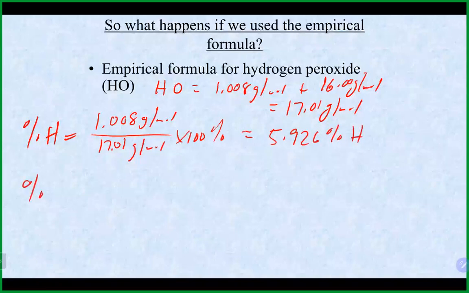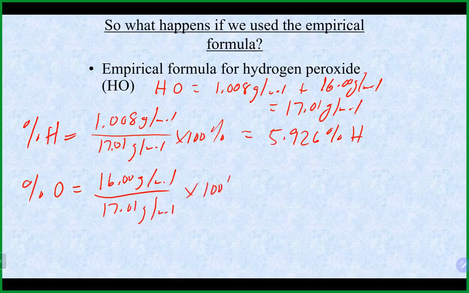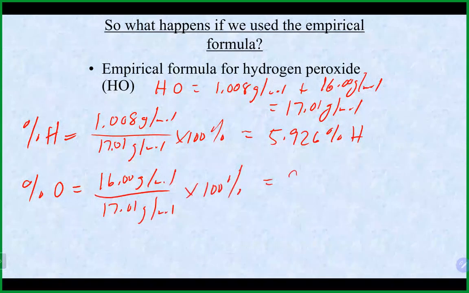And we'll do the same thing here with oxygen. In this case, just 1 oxygen, 16 grams per mole, divided by 17.01 grams per mole, times 100%. And 16 divided by 17.01 times 100 gives 94.06% oxygen. So we could clearly see that it is majority made up of oxygen.